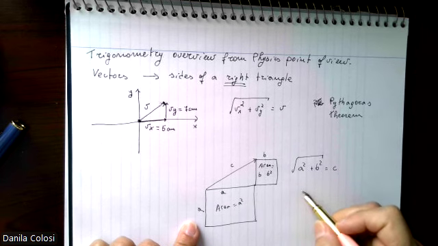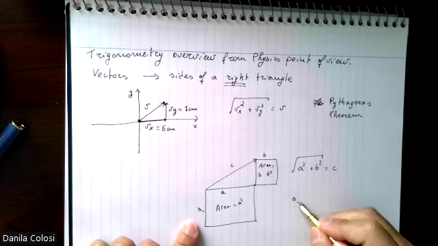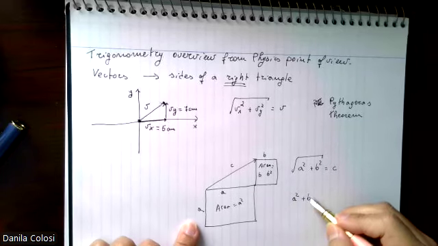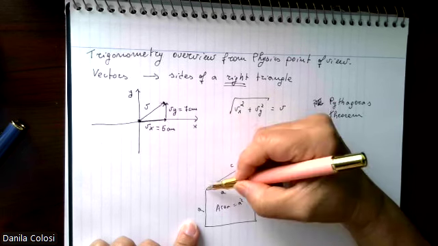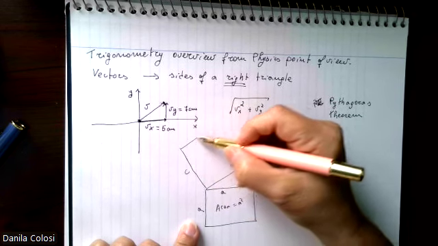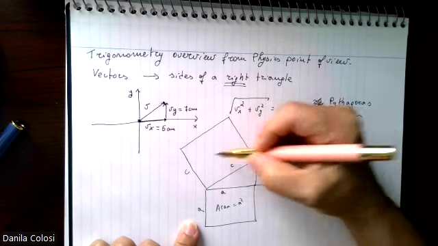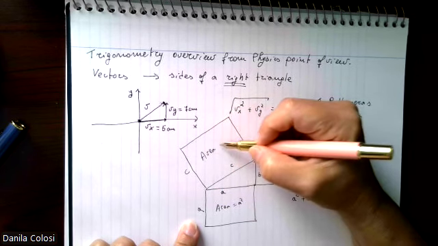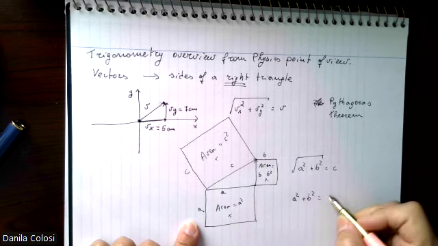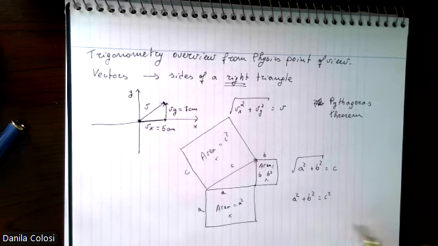So you can say in this situation that A squared, so this area, plus this area, okay, no matter what you do, you build another square here, okay? If this is C, this is also C, okay? So this area is going to be C squared. So this area plus this area is going to be equal to this area. Okay, so this is what that means.